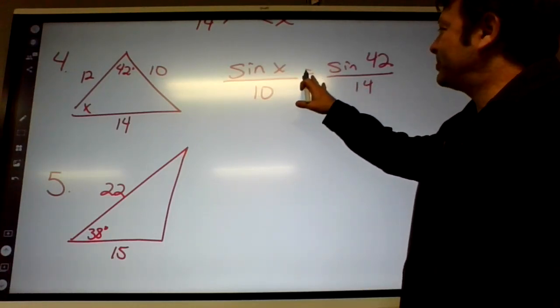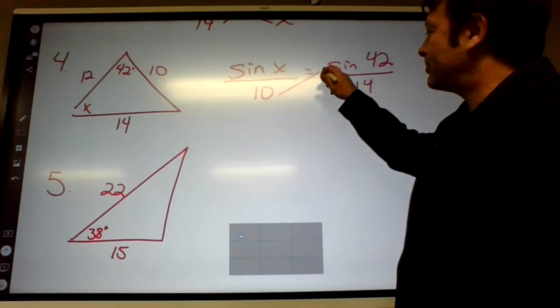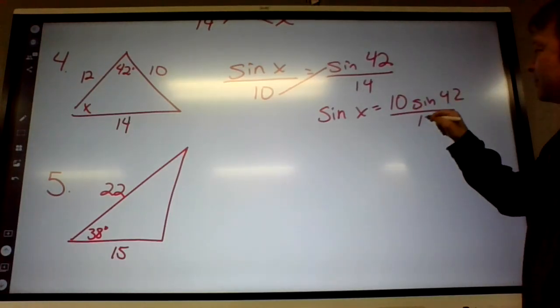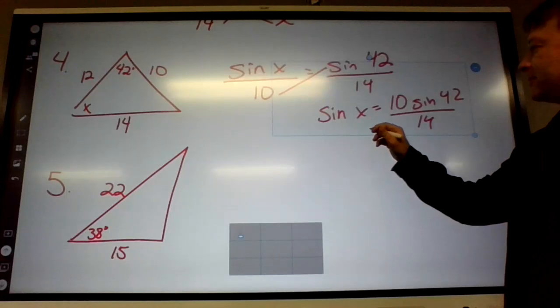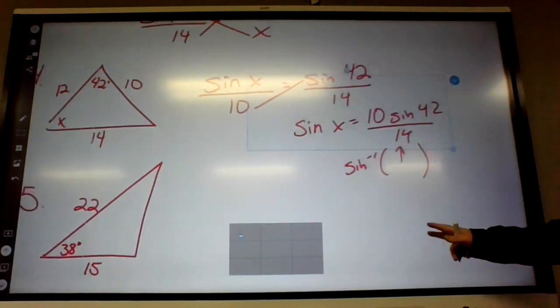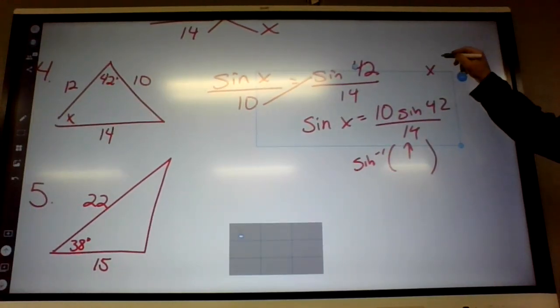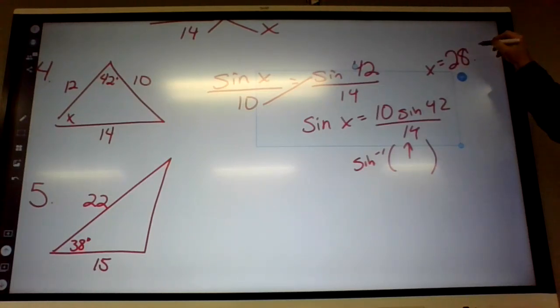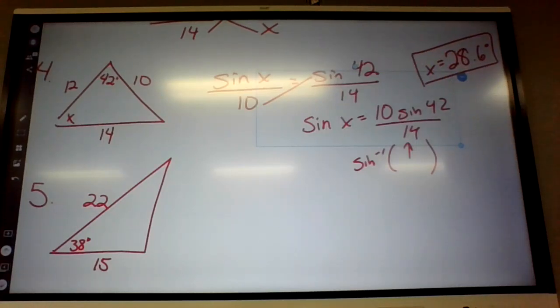Alright. So you could cross multiply here, but you could also just multiply by 10. So sine of x equals 10 sine of 42 over 14, and you do sine inverse of that. What'd you guys get? Nobody plugged it in? I tried to run it. Wait, for 14? Oh, I got 28.6. 28.6. This would be a degree. We're doing an angle on this one. Yep. Wait, that can't be right. Yeah, that's what I got too.